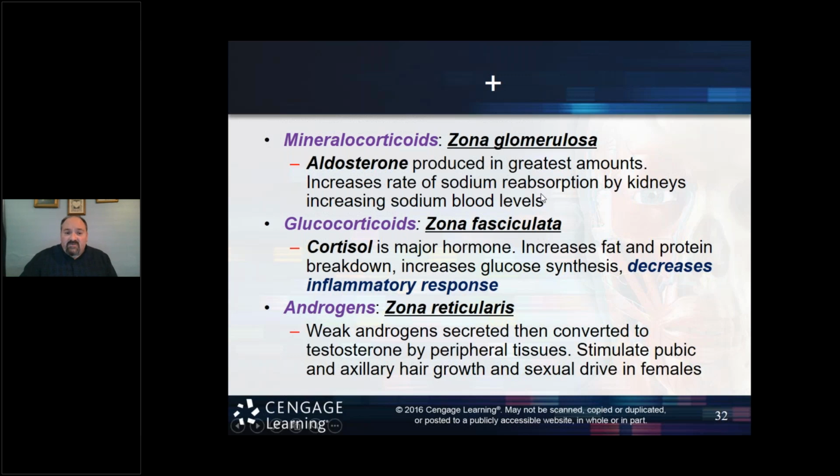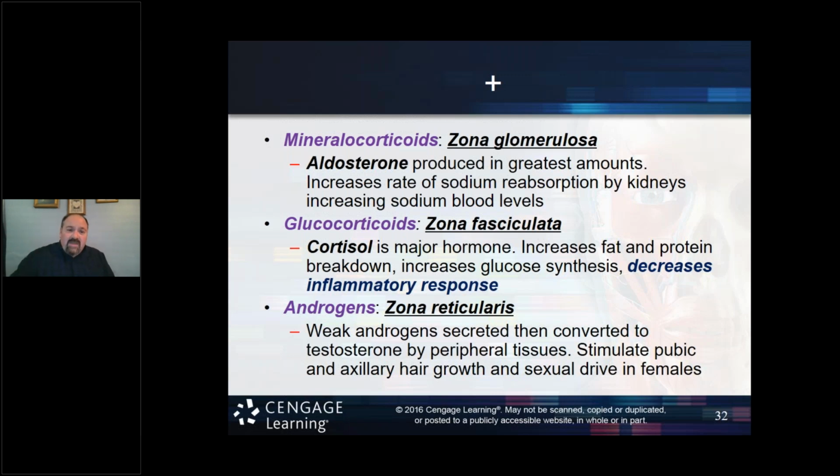This increases the rate of sodium reabsorption by the kidneys, which increases blood sodium levels, and as such, our bodies will retain more water, which will in turn do what? It'll increase blood volume, which will increase blood pressure, okay? I'm just showing increase. So aldosterone can lead to an increase in blood pressure, as well as ADH, antidiuretic hormone, also known as vasopressin. That's the water conserving hormone.